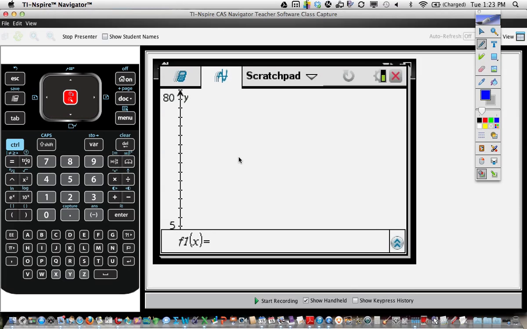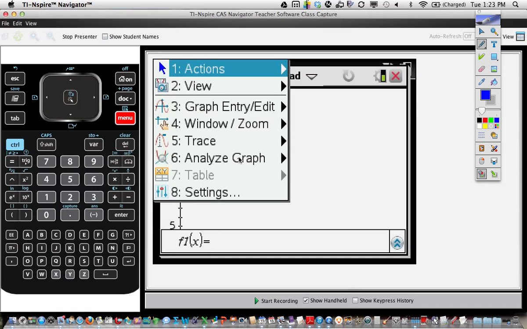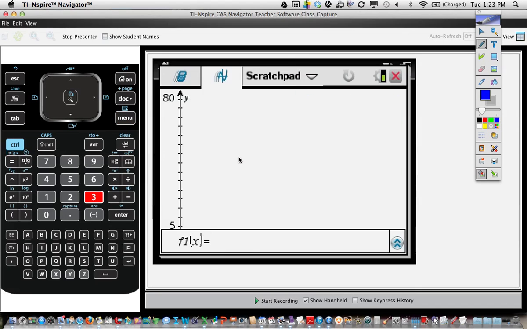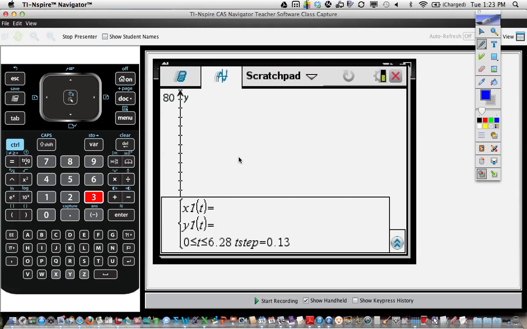All right. So now we need to change this and get into parametric mode. So we're going to go to our menu, and we're going to go to graph entry and parametric, number 3. Okay, and notice what you're presented with. You got x1 of t, y1 of t. T is going to be your input variable, just like we think it should be. So let's do the ranger first. So the ranger was 100 minus 0.5t, and the y equation was 0.6t.